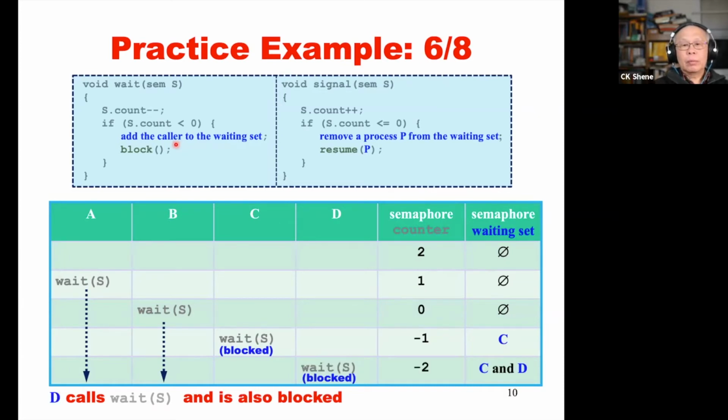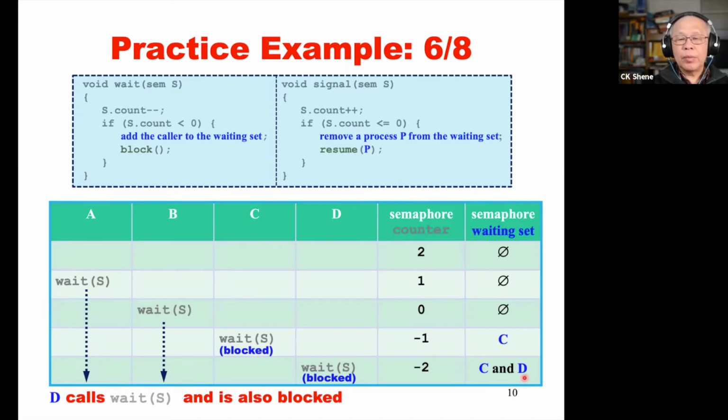Now, what if D calls wait? In this case, when D calls wait, because the value of the counter is -1, D subtracts 1 from it, making it -2. -2, of course, is less than 0, so D is also blocked and put into the waiting list. Therefore, C and D are both blocked. They are put into the waiting set: C and D.